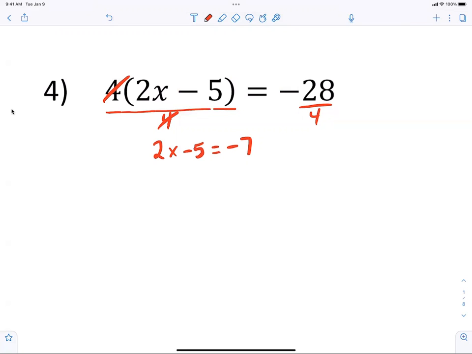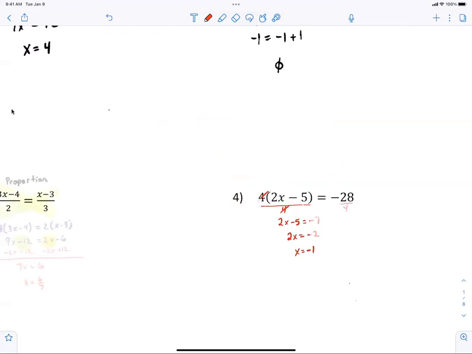Now, what's the next step, Mr. Ward? You would leave out 5. Right. So 2x equals, what kind? And so finally, x equals what? Negative 1. Okay. Good job. All right, that's good for you today.